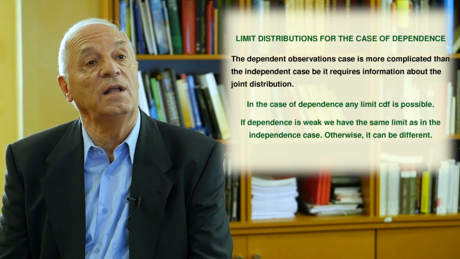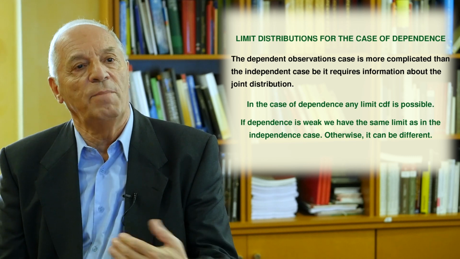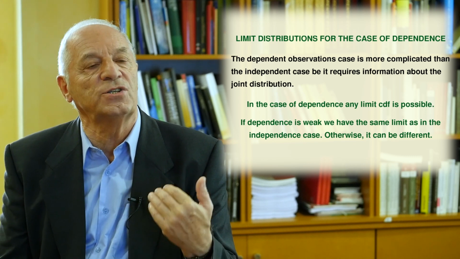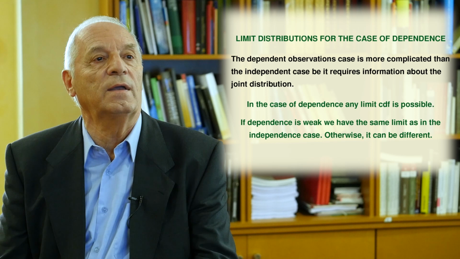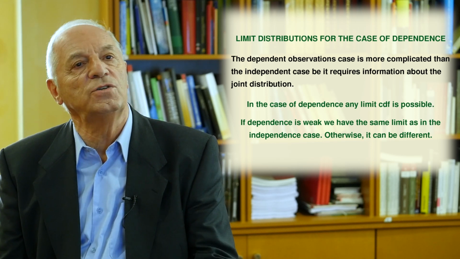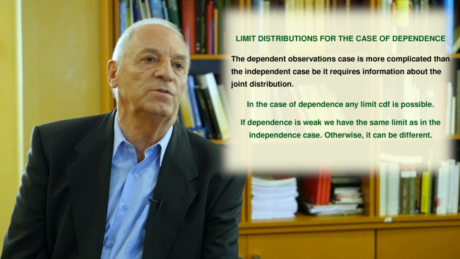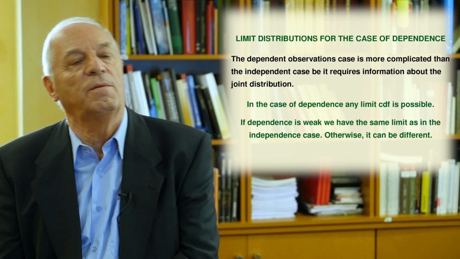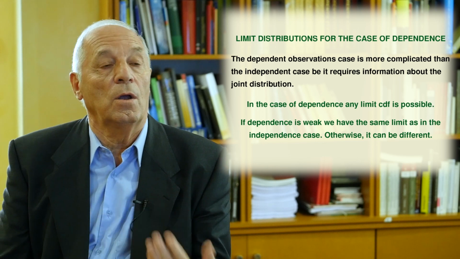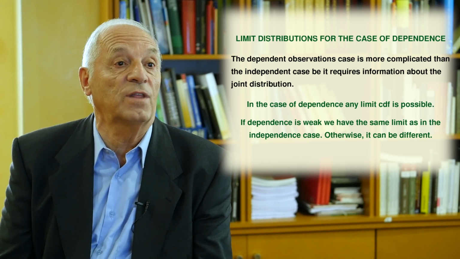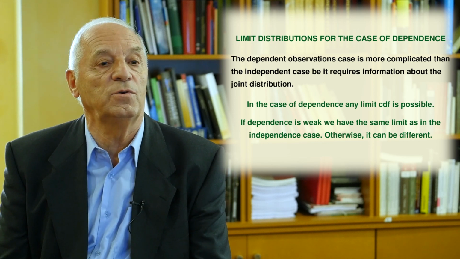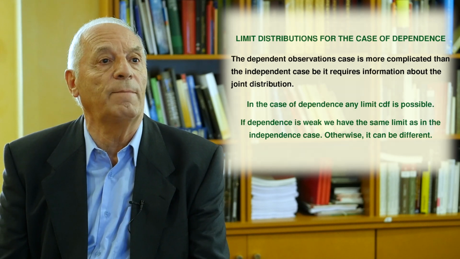And normally I can tell you in summary that if the dependence is not very strong, is weak, then the distribution functions will correspond to the same limit distributions as in the case of independence. On the other hand, if that is not the case, then you get a different distribution, and we will give you some examples.